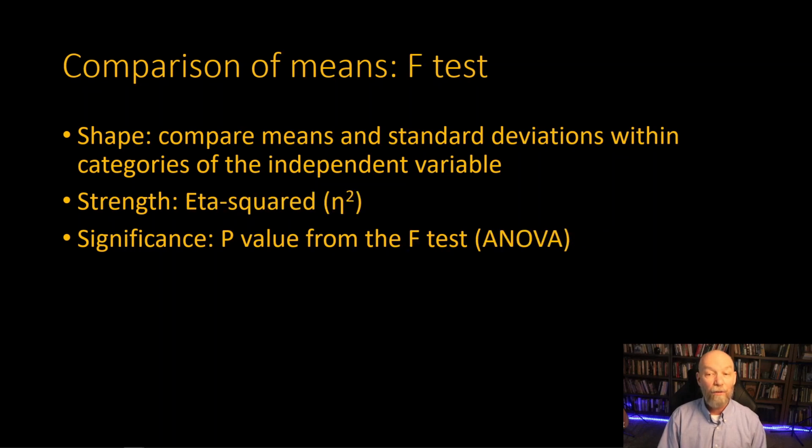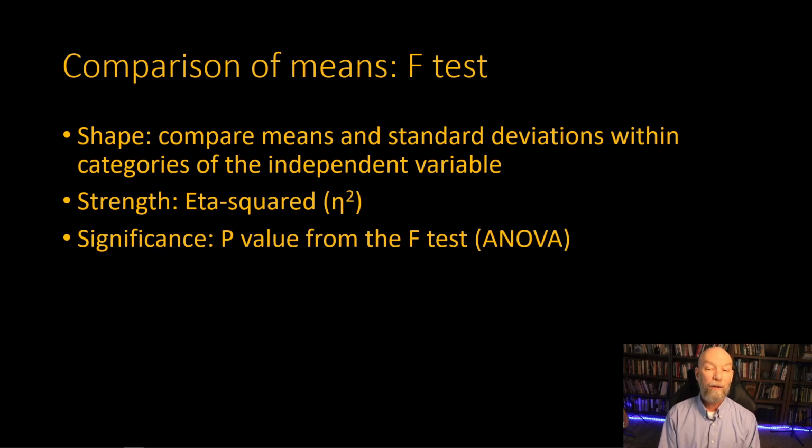If you do an F-test, or an ANOVA, analysis of variance, again, you're going to compare the means and standard deviations within the categories of the independent variable to figure out what's really happening. Do men have more of this, or do women? Are they the same? Seeing the shape or the direction of effect or any of those things is going to come from comparing the means and standard deviations.